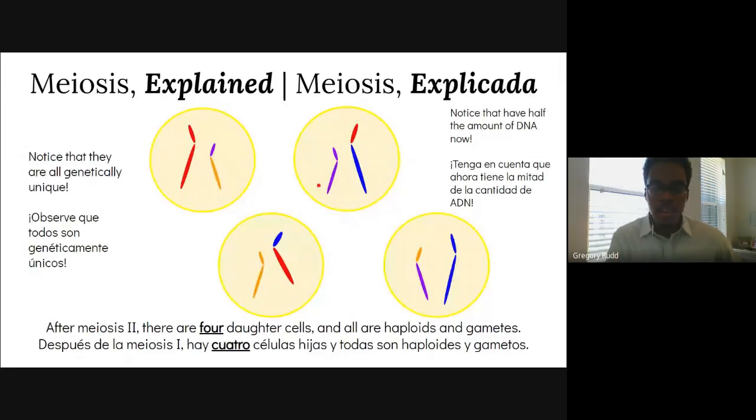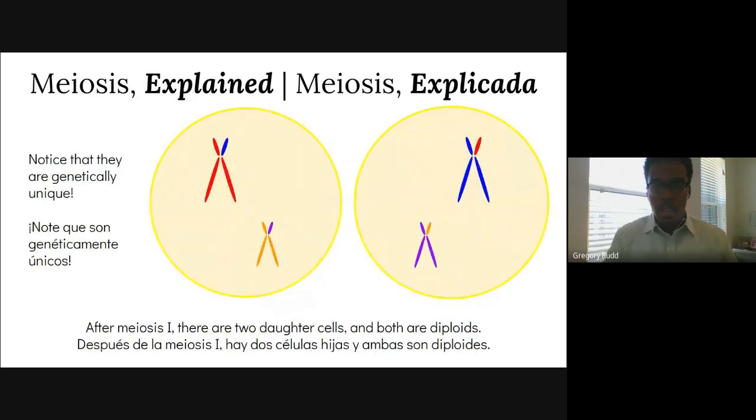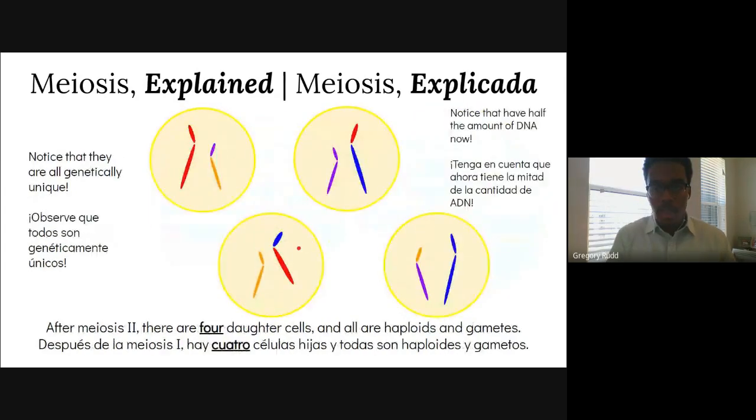Now, I simplified it to only use 4 colors: red, blue, purple, and orange. But in reality, it's not colors that matter, it's DNA. And there are many thousands, millions, billions of different combinations that can produce totally unique sex cells. We can also notice that instead of having full chromosomes here, they only have chromatids. So they're now haploids. They have half the amount of DNA.